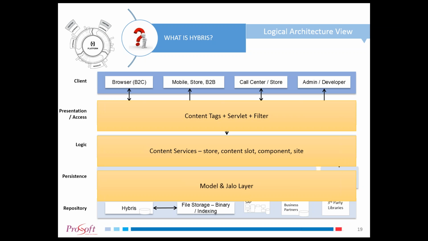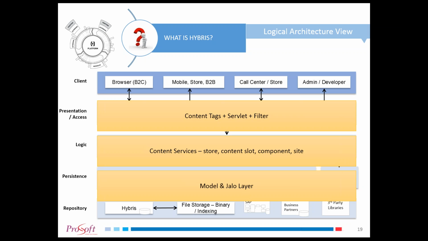And sitting on top of it are all your content services. For instance, there is a store service, content slot service, component service, and site service. Those services give you a next level of abstraction, so that rather than going directly onto the Jalo layer and making use of those models, you access through services what my site is. For this site, how many templates do I have, and how many templates are assigned to pages. So you can use those services to know internally how you have configured the system.